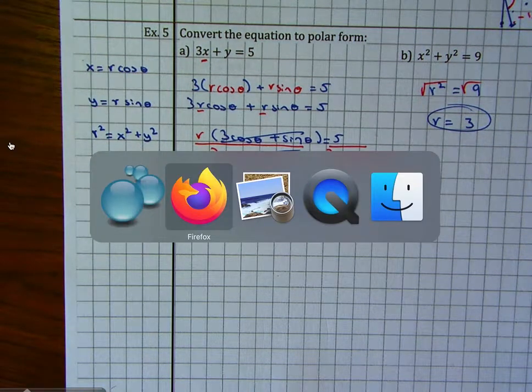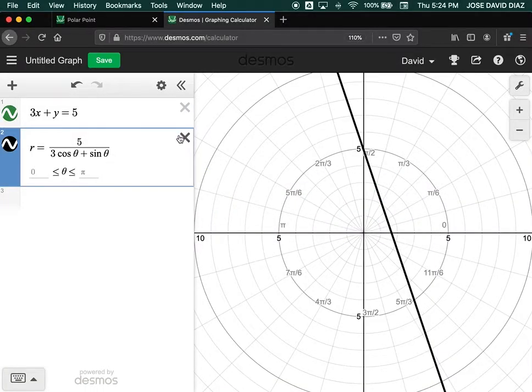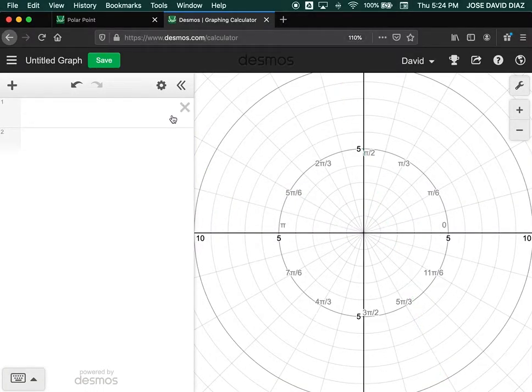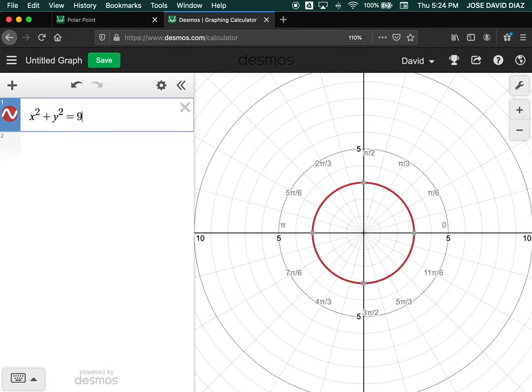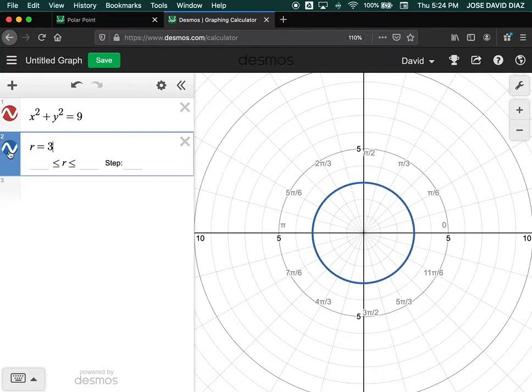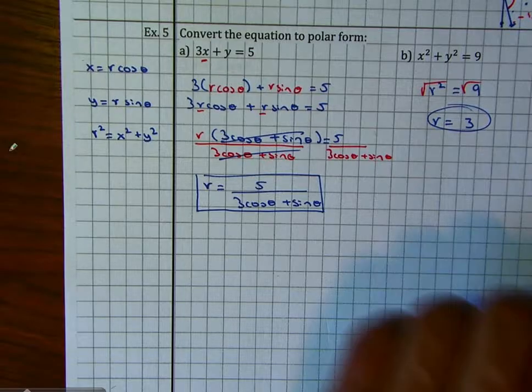And let's see if it's correct. So we all know the first equation, x squared plus y squared equals 9, is a circle. Therefore, r equals 3 should also be a circle, and it is. Basically, we're just collecting all the points that are 3 units away from the pole. And that's our circle. So therefore, this is correct.